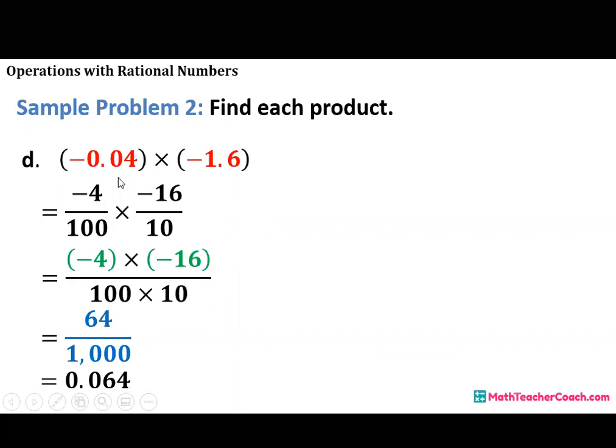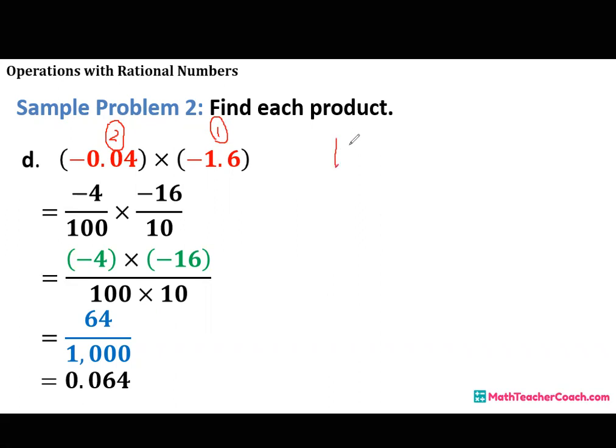Second method, we can ignore the decimal point and count. For the first one, the decimal point is after 2 digits. And the decimal point for this one is after 1 digit. Then for the final answer, for sure, the decimal point will be after 3 digits.